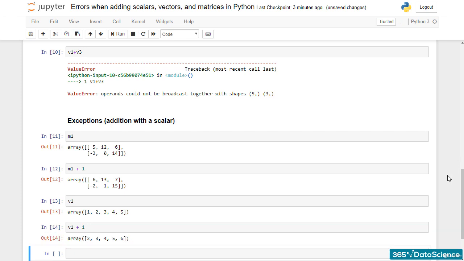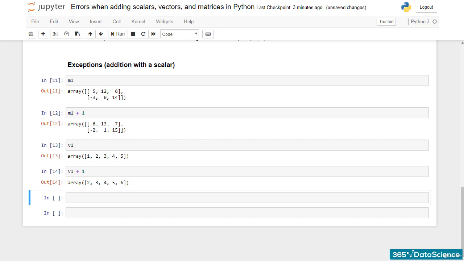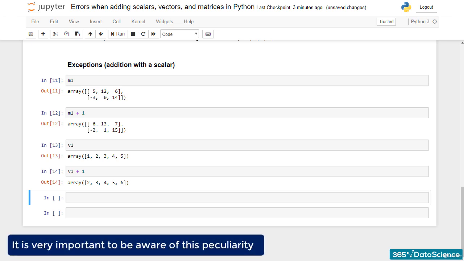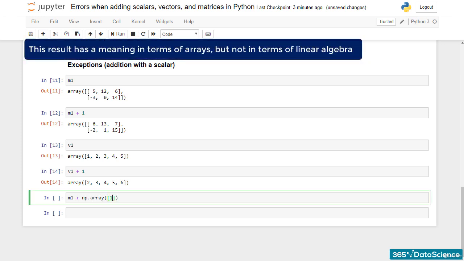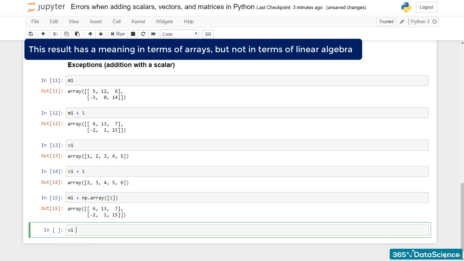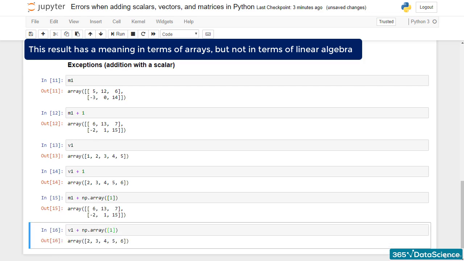Mathematically, this operation is not allowed as the shapes are different, but in programming, or at least in Python, it works. All right. It was very important to be aware of this peculiarity. Probably some of you may have already tried it and found out that it yields a result. The result has a meaning in terms of arrays, but not in terms of linear algebra. That is also one of the big differences between the concepts of ND arrays and tensors.